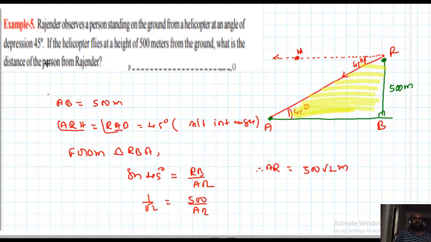So I can conclude that the distance between Rajendra and the person is equal to 500 root 2 meters. So this is the answer for the problem.